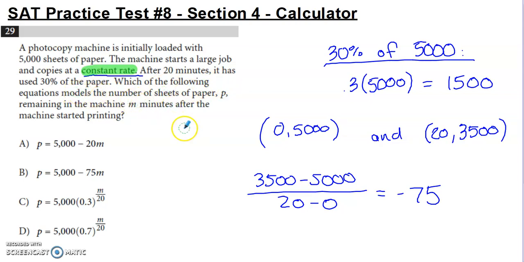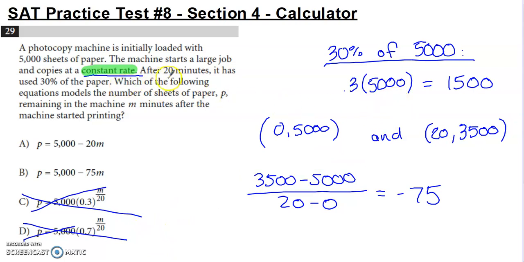Which of the following equations models the number of sheets of paper P remaining in the machine M minutes after starting printing? So what I thought here is let's figure out what the slope is, because I see two of these equations aren't even linear equations. That one's not going to graph a line. That one's not going to graph a line. To graph a line, you need a y equals mx plus b equation. I guess in this case, we've got a different variable M taking on the role of x, and the variable P taking on the role of y. But because it's a constant rate of change, we're going to be going with the equation of a line. These exponential situations would not depict a constant rate of change.